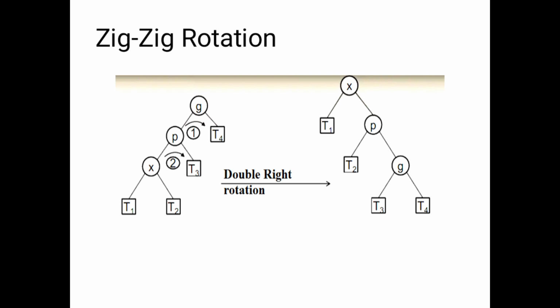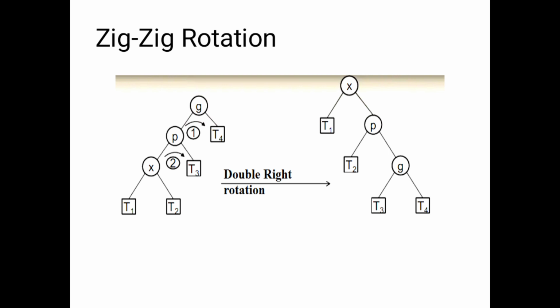Here X has a parent and a grandparent. Then we have to do this on the left side. The parent is on the left side of the grandparent, and X is on the left side of the parent. So we have to do the left rotation. First we have to move the parent. It means the grandparent comes to the right side of P, where P is the parent.